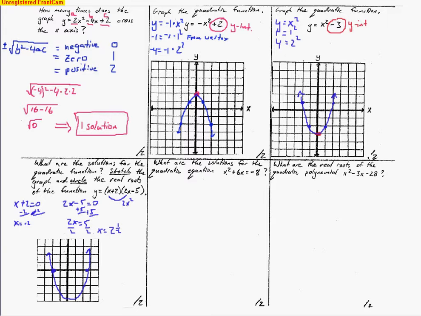And so these are the 2 x-intercepts. So I want you to understand what those x-intercepts are, so that's why I'm having you circle them. So those are the 2 x-intercepts, 2 real roots, 2 solutions, another way to represent that.